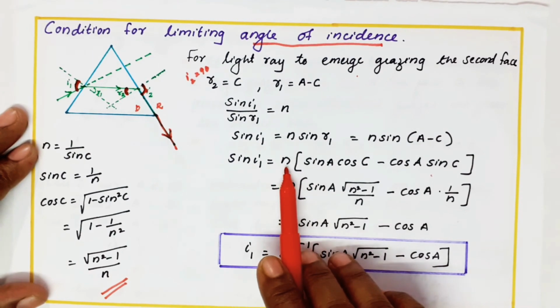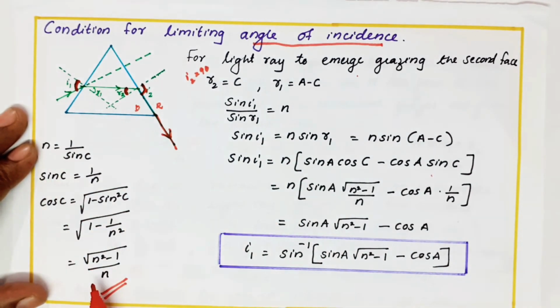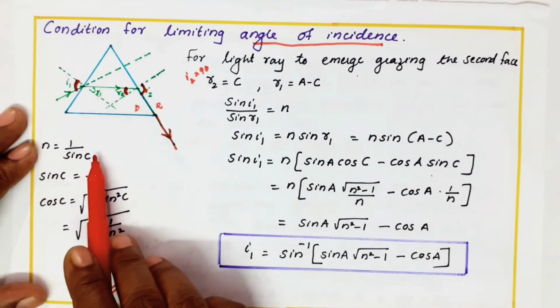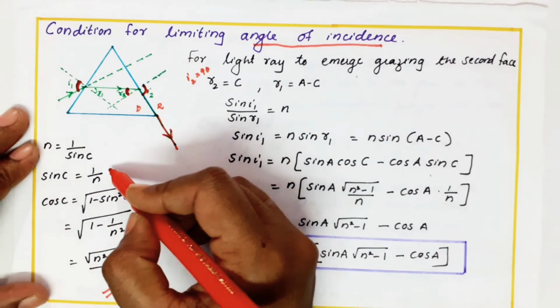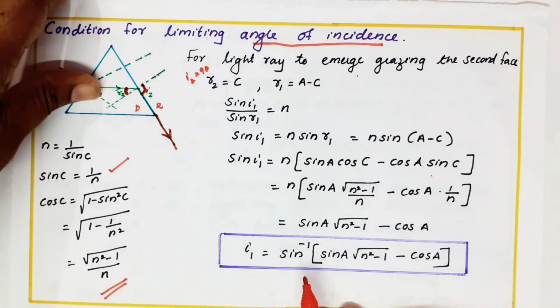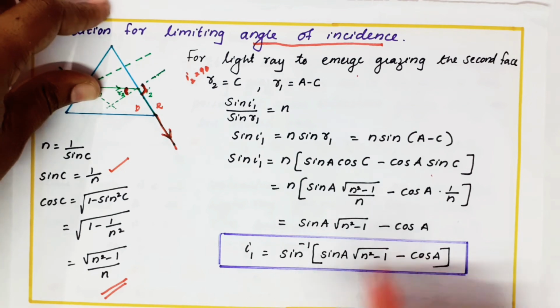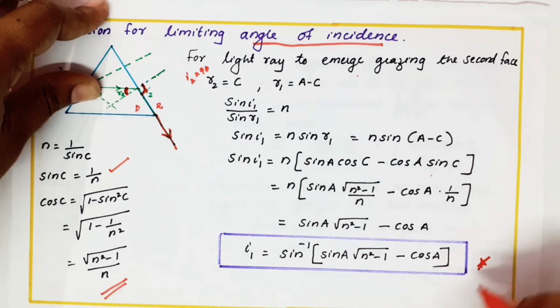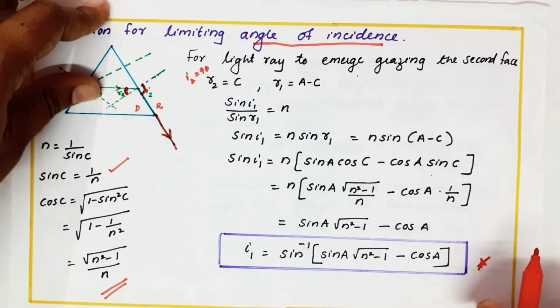After that, the value of n we are writing in terms of critical angle. So n equals 1 by sin C, that is sin C equals 1 by n. This is the main equation for critical angle. And we are writing cos A in that term. So I get I1 equals sin inverse of sin A root over n square minus 1 minus cos A. This question they asked in many exams.